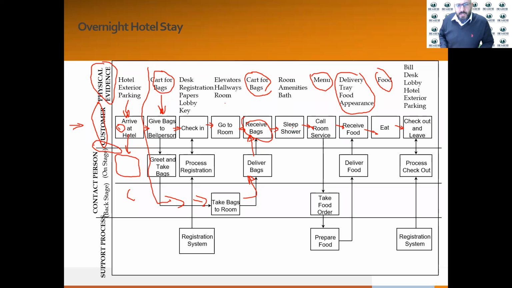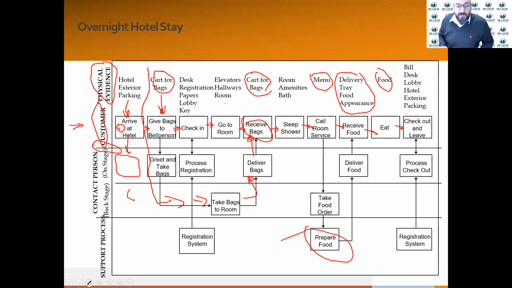And then sleep and shower, there's nothing to interact with, nothing at all. Cold room service: what happened? There's nothing on stage, basically, other than backstage, where they will be receiving the food order and preparing it. This is something we should talk about, which is the support process. They need to prepare the food.